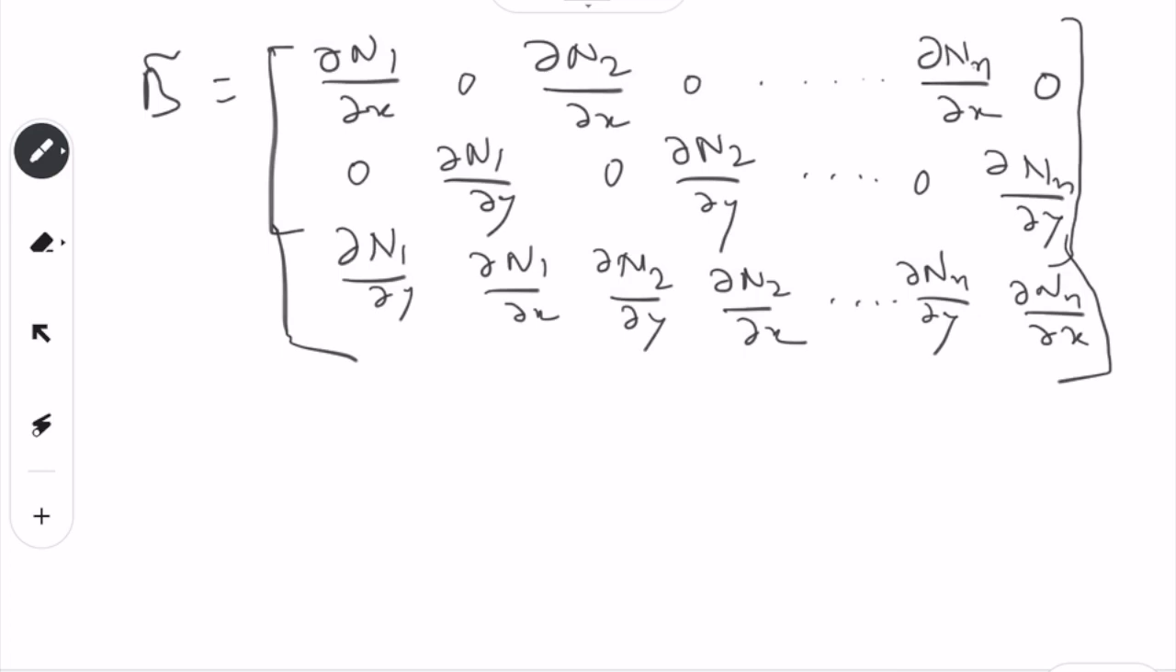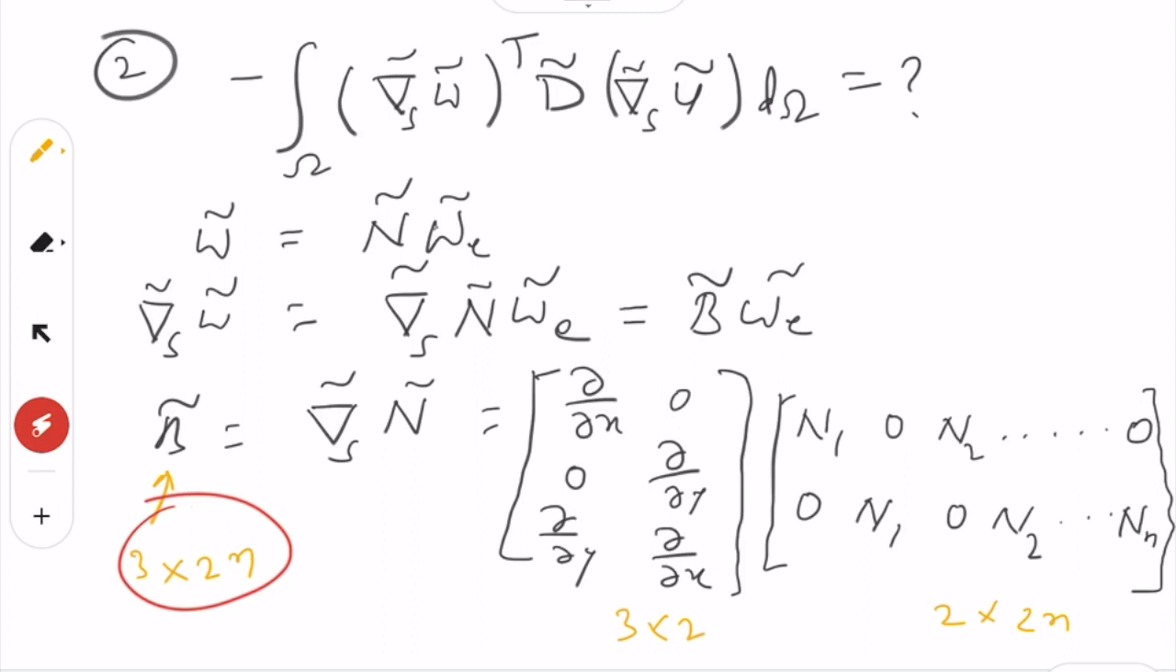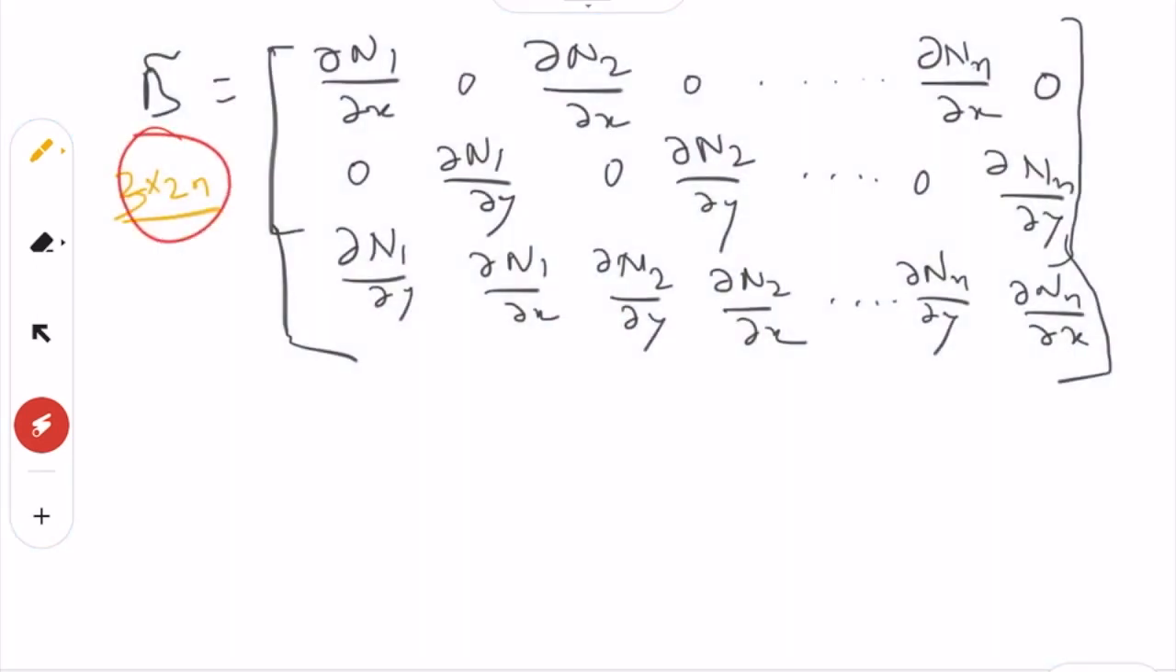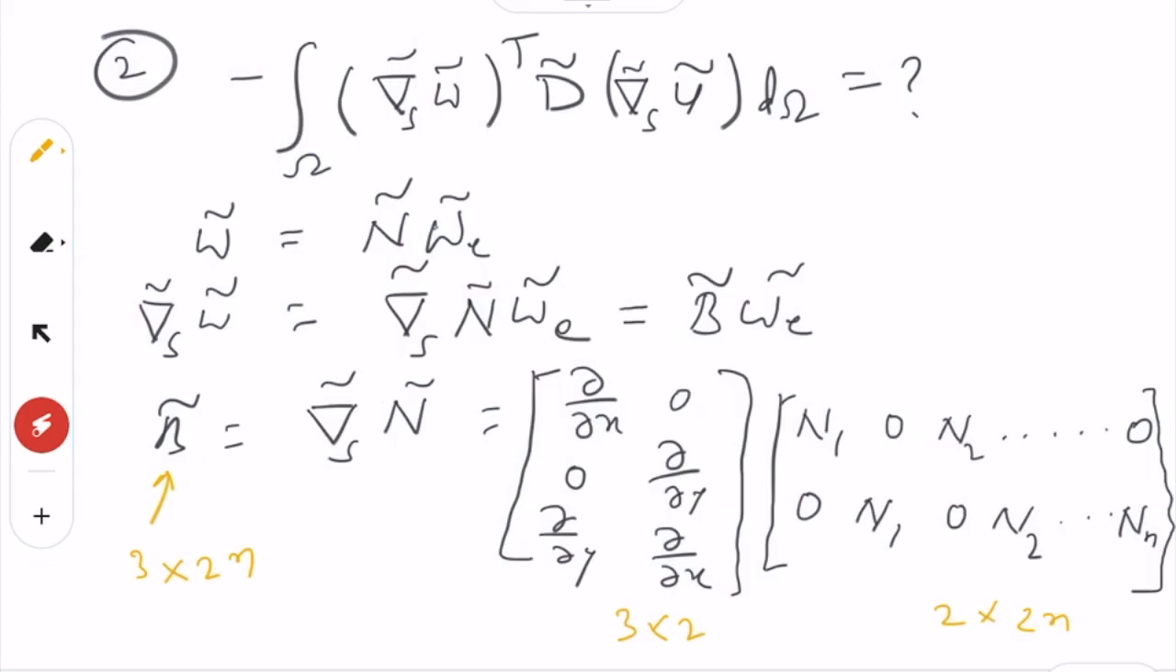Okay. So we get this B matrix, and this B has the content like this one. You can see that this is 2 by 2n size. Sorry, 3 by 2n size. So this is 3 by 2n size. Okay. So what did we get? We got B equal to del S n. So this is what the B is.